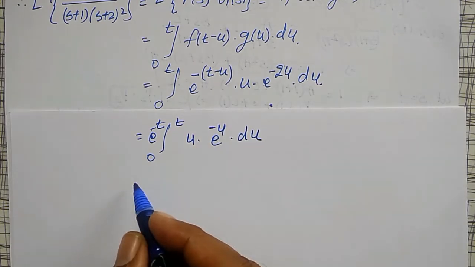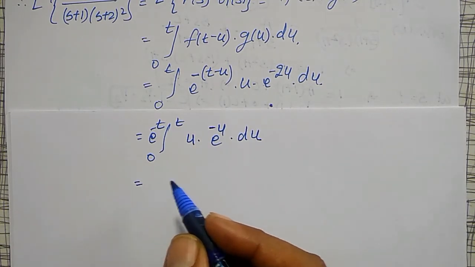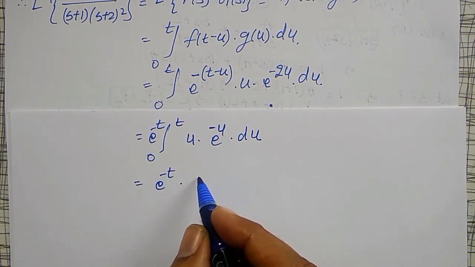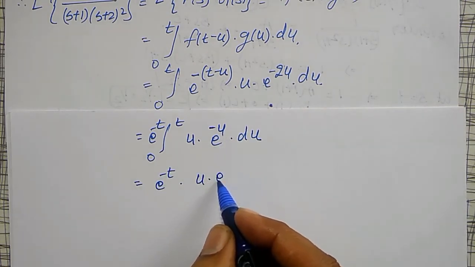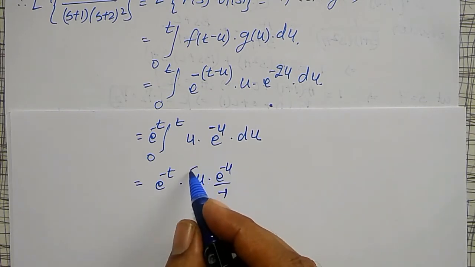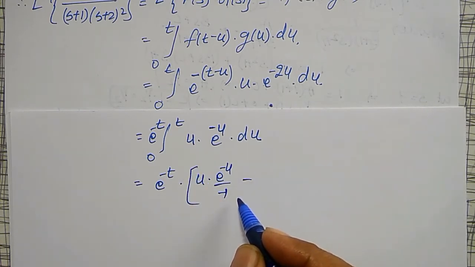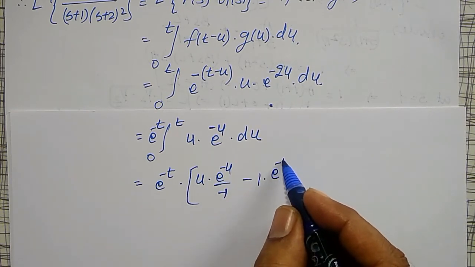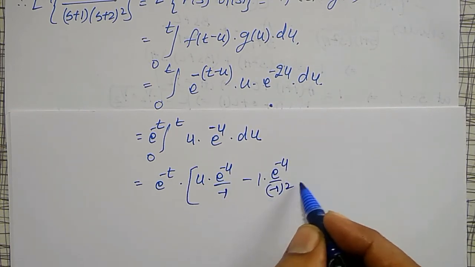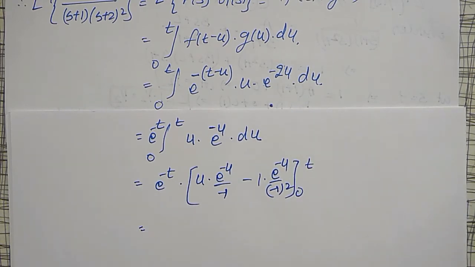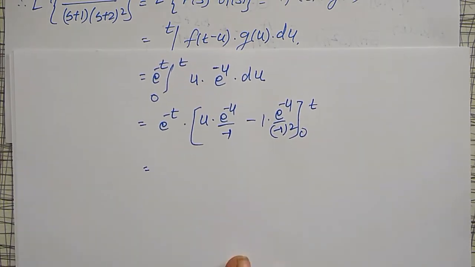I will use integration by parts, or the UV rule, Bernoulli's rule. E to the power minus t into u into the integration of e to the power minus u, which is e to the power minus u divided by minus 1, minus the differential of u, which is 1. Integration of this again will become e to the power minus u divided by (minus 1) square between the limits 0 to t. Now use the upper limit and lower limit and simplify.